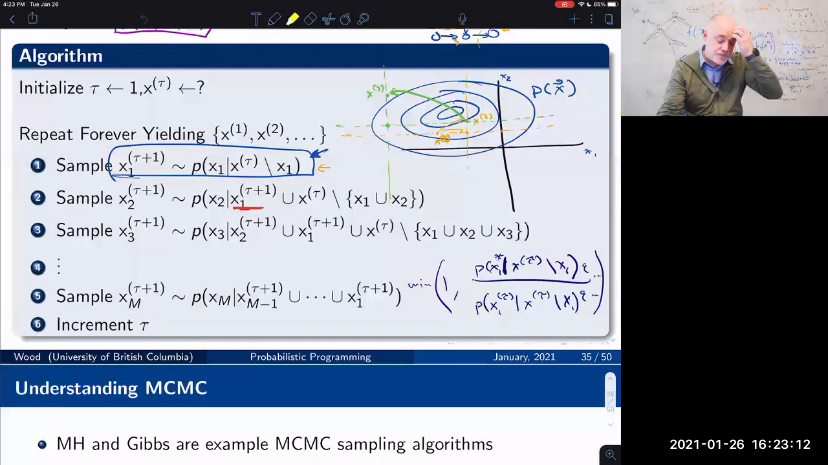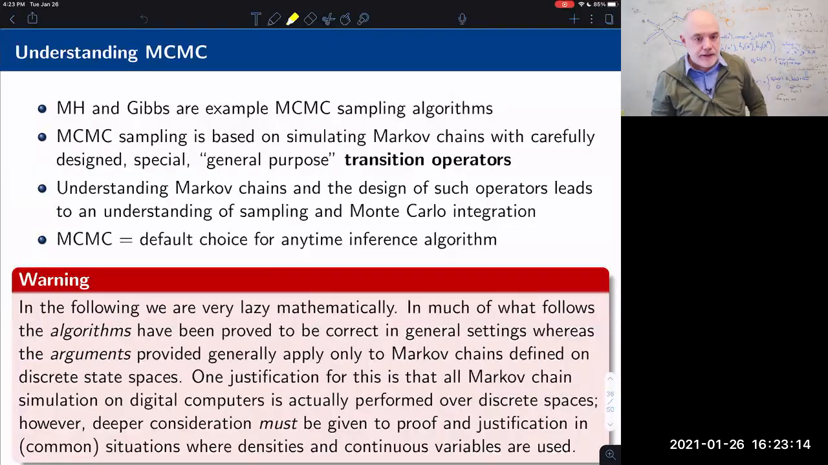I think you're ready. You can go off and implement them. That's really the key. So Metropolis Hastings and Gibbs, they're example Markov chain Monte Carlo sampling algorithms, right? What lies behind them is that these algorithms are based on simulating Markov chains with carefully designed special purpose transition operators. That's actually what's happening underneath these two seemingly random algorithms, of which you can actually demonstrate, and you do and will in homework, that Gibbs is just a special case of a Metropolis Hastings transition operator.